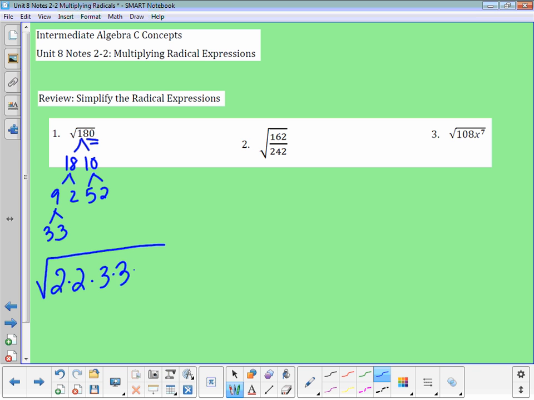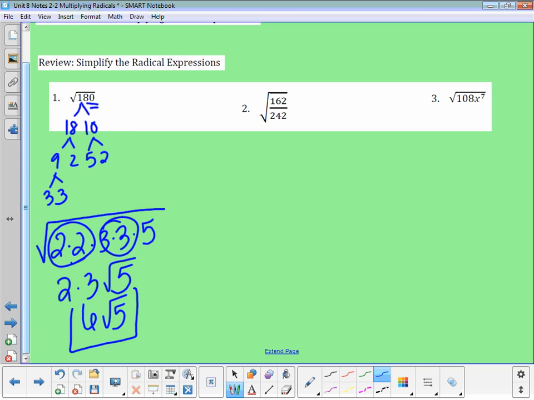Okay, if you're at the point where you can recognize pairs without writing it out underneath the radical, that's fine. But if you're still struggling to find those pairs, make sure you still write it out underneath the radical. So I have a pair of 2s and a pair of 3s. So I bring both of those to the outside. So 2 times 3 is 6. And then we have square root of 5. Okay, so your answer there is 6 square root of 5.